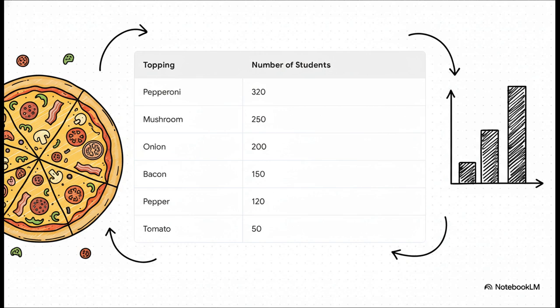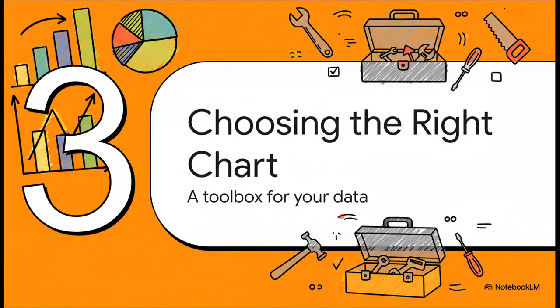But just staring at a list of numbers like this, it's not super helpful, is it? It's hard to get the big picture with just a quick look. And that's where graphs and charts come in to save the day. The best way to think about them is like a toolbox. You've got different tools for different jobs, and each one is designed to tell your data story in a slightly different way. Choosing the right one is everything.